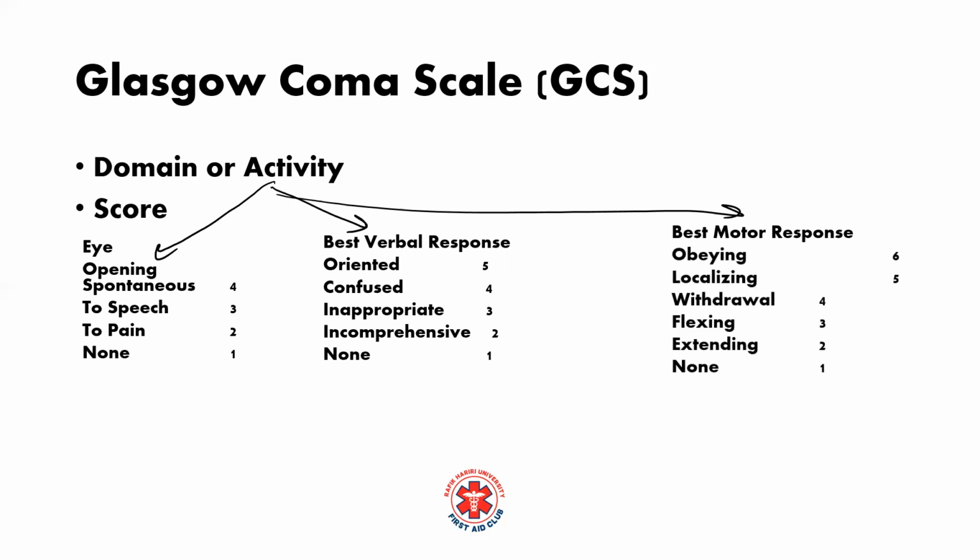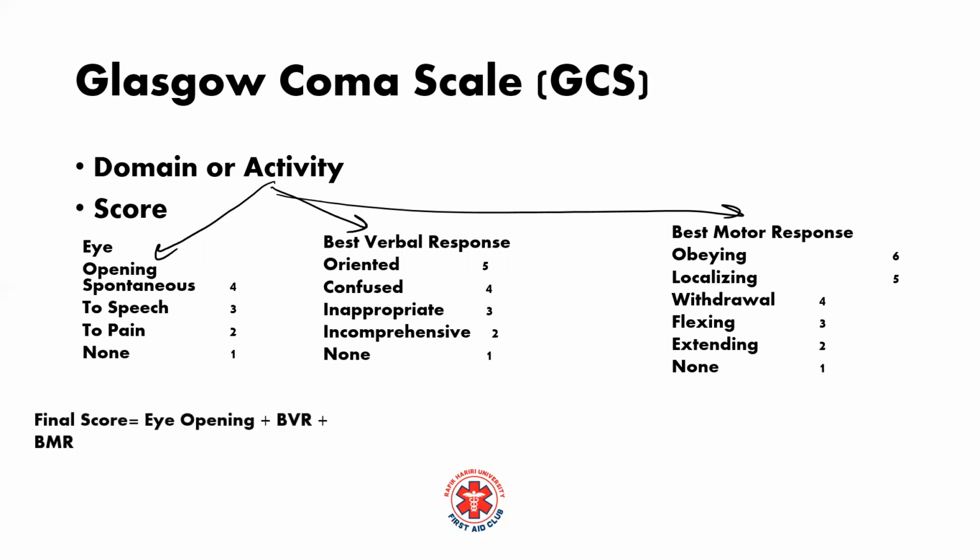Best motor response. If they are obeying what I'm telling them to do, that's a 6. If they are localizing, they are able to tell that I'm pressing on their hand. Withdrawal, if they pull it back because it's painful. Flexing, extending, and none.